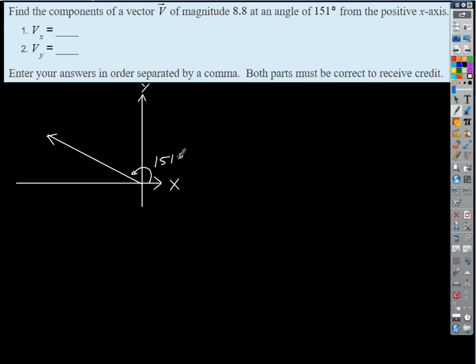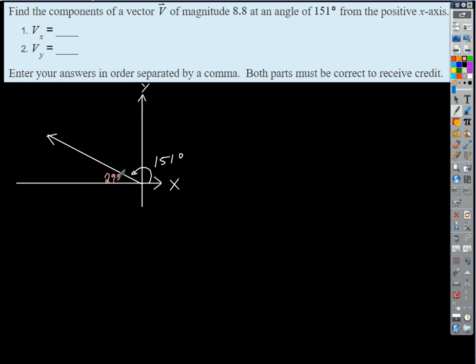Use the x axis as the bottom, and then draw a line. Okay, so if we know that it's 180 clear over to here, and this is only 151, then what's the measure of that angle right there? 29. Okay, so we could, if we wanted to, write this as our angle. So we could use that angle, right?